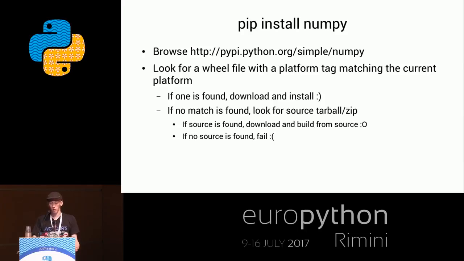If no match is found for the platform that you're on, if you're on a Linux machine, 64-bit, and they only provide, say, Windows 32, Windows 64, then you don't have a match. You have to build the package from source. And if they don't provide any source along with their wheels, then you fail. You can't install it at all.